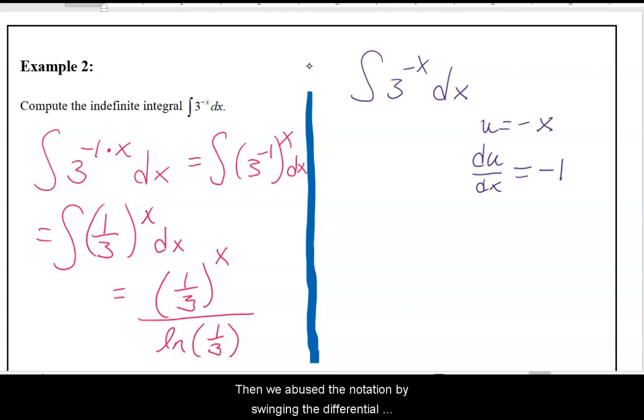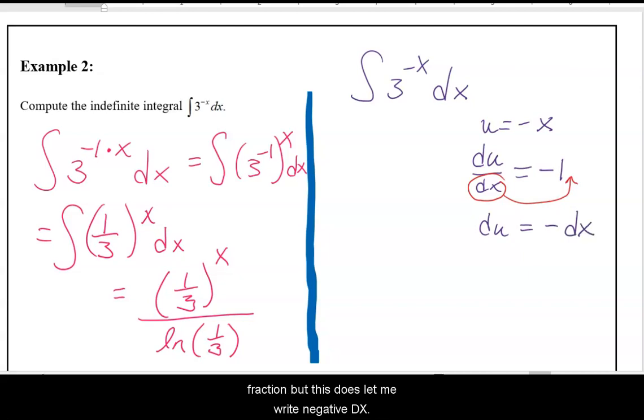Then we abuse the notation by swinging the differential from the denominator type location to the other side. It's not really a denominator because it's not really a fraction, but this does let me write negative dx. In the equation, I do not have a negative dx, but I do have dx. So I'll solve this for dx by dividing both sides by the negative 1.